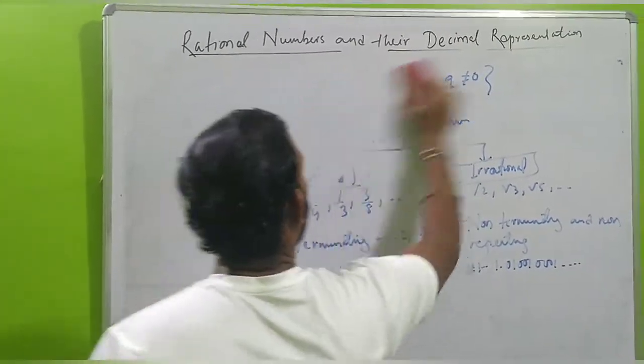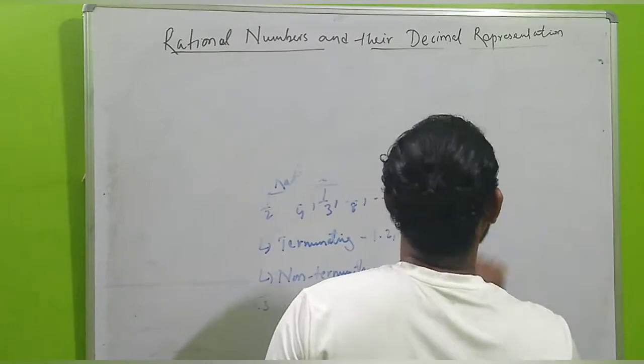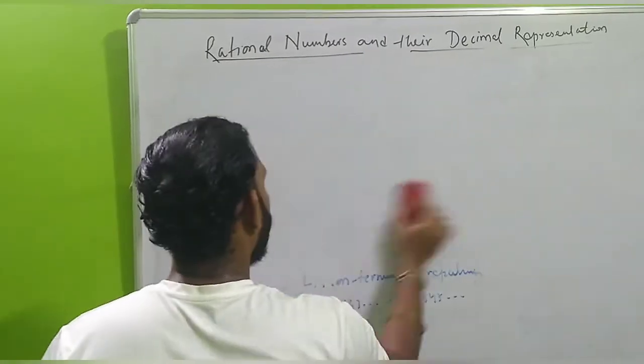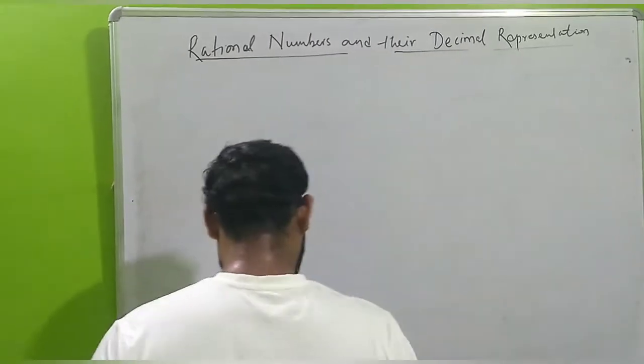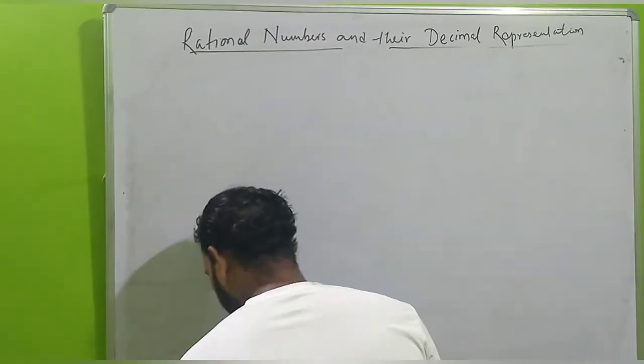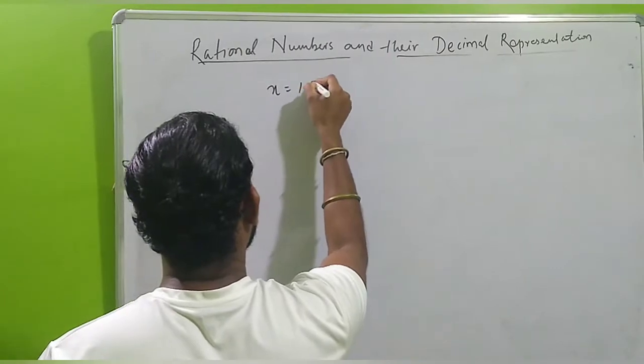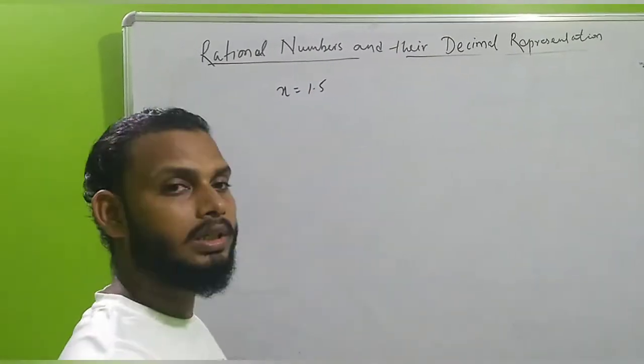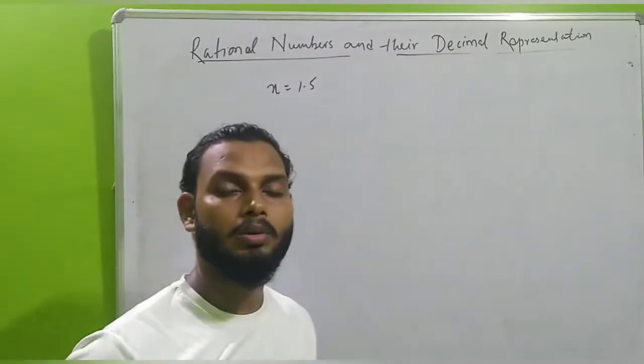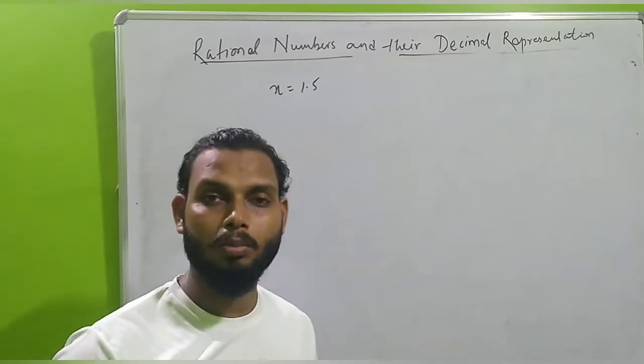But let me give you one example. Let us convert a decimal into fractions. Suppose I have x equals 1.5. The question is, convert this x equals 1.5 into a fraction, that means in the form of P by Q.